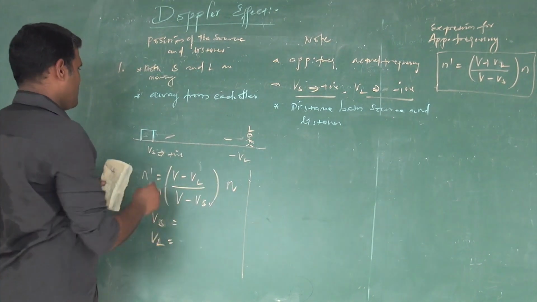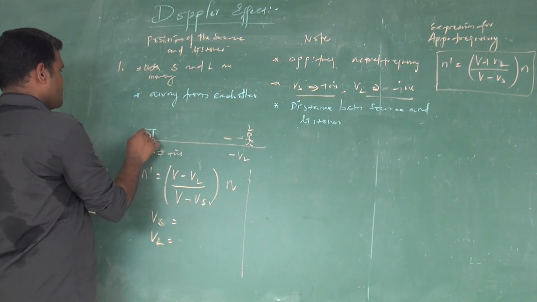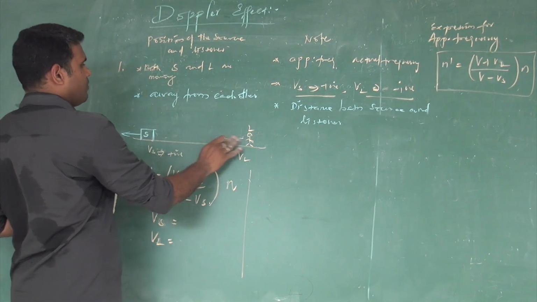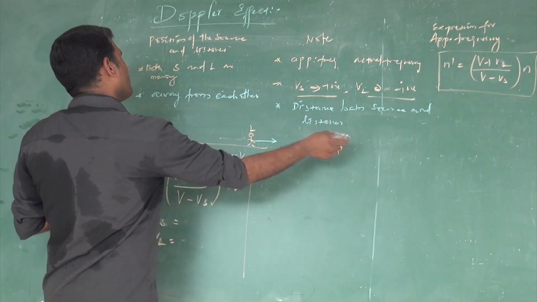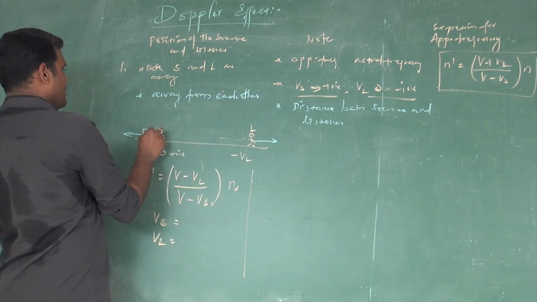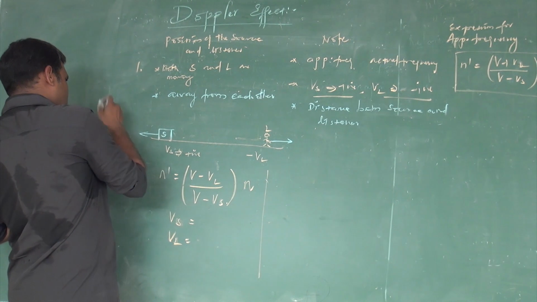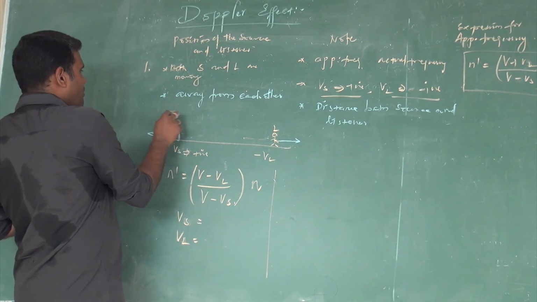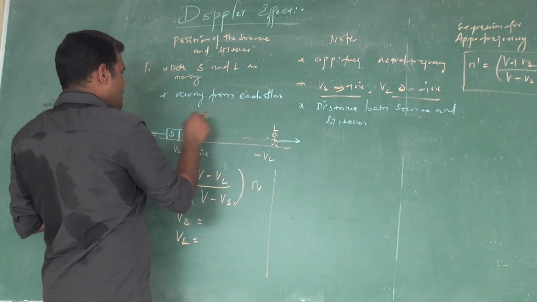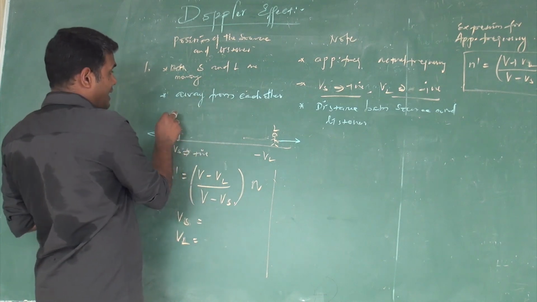They are moving away from each other. Source is moving away from the listener. Listener is also moving away. They are receding away from each other. If the car is moving along this direction, it honks a horn, but the sound waves will be propagating towards the listener. We have to consider that direction alone.